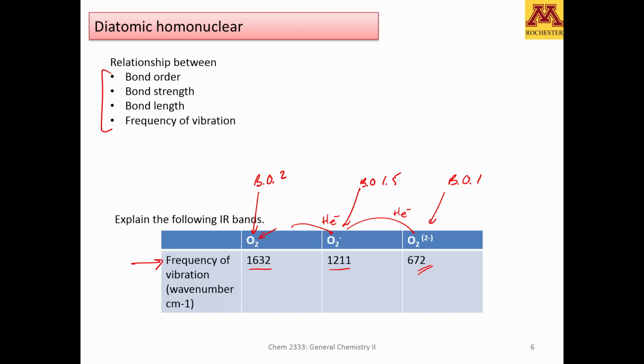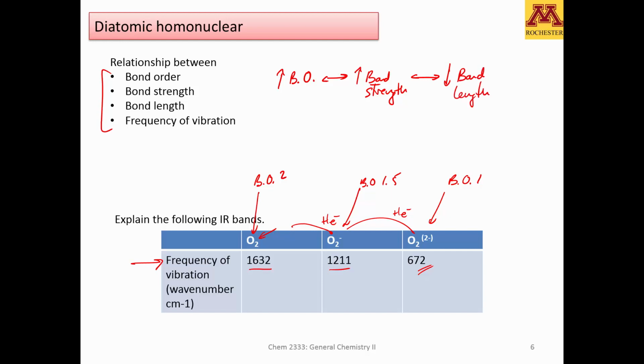So how can we relate that? If you think about it, the higher the bond order, the higher will be the bond strength. Because there are more electrons being shared, that will make the bond more fruitful, if you will, stronger. And that will shorten the bond. It will make the bond length shorter.